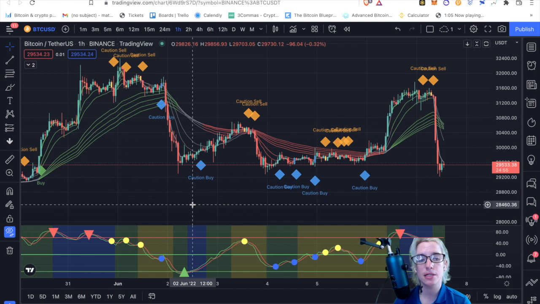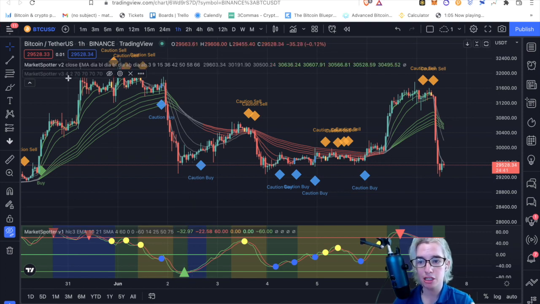All right, so as you can see, Market Spotter 1 and 2, they both give you buy and sell signals. So how to decide which one to follow? We'll get to that in a second. Let's go ahead and take a look at Market Spotter 3.